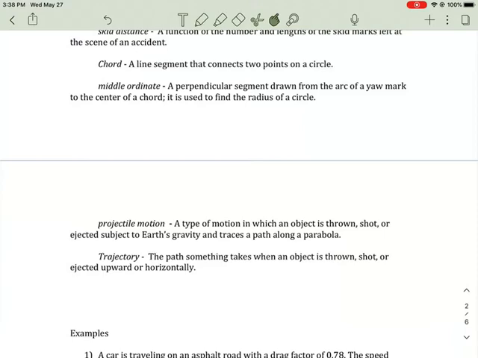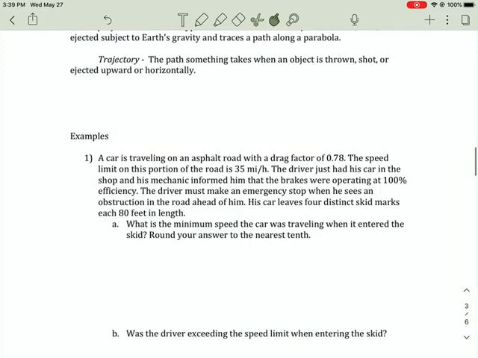So it's a type of motion in which an object is thrown, shot, or ejected subject to Earth gravity and traces along the path of a parabola. Now, if we haven't talked about a parabola before, basically it's an arc. It's kind of like shooting a basketball and the arc at which it travels into the basket. Now, the trajectory is the path that something takes when an object is thrown, shot, or ejected upward or horizontally. All right, so let's take a look at some examples here.